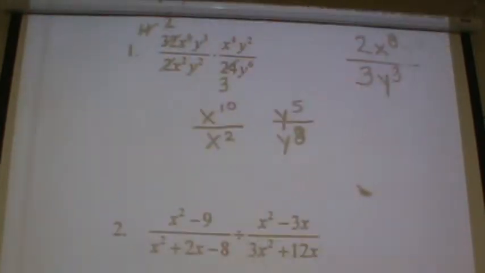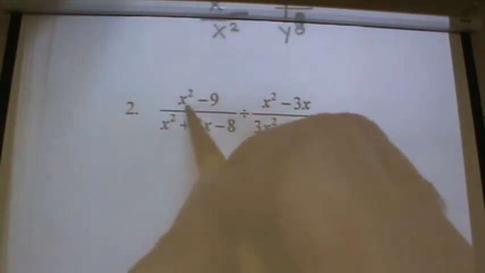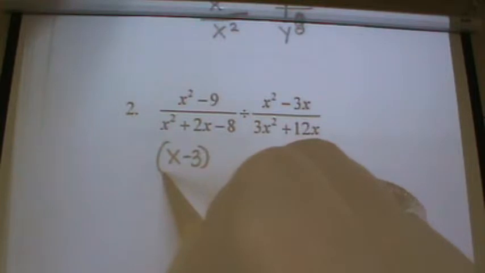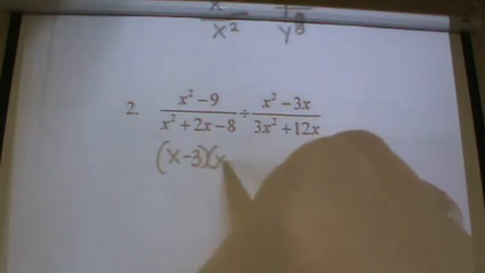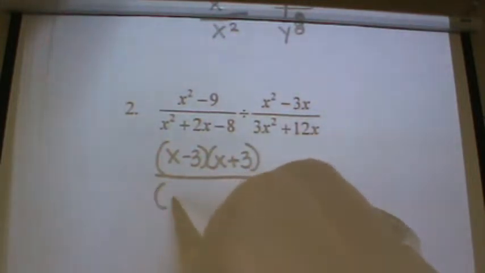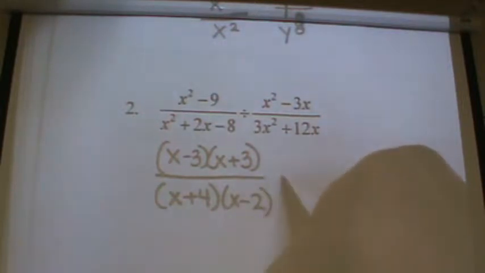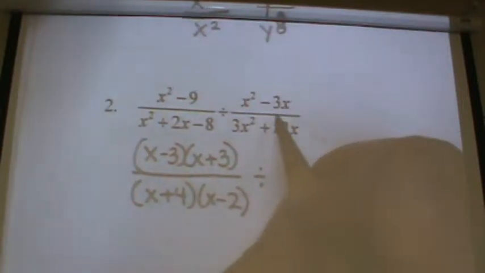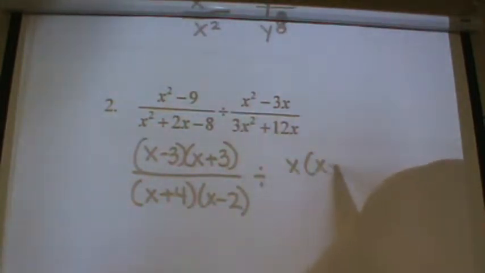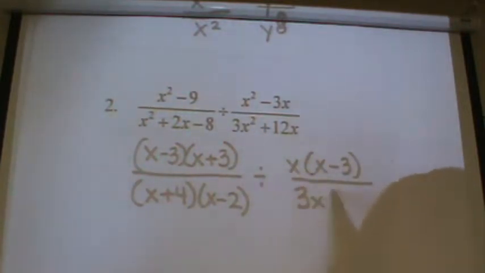Next one, number 2. You're going to factor. X squared minus 9 is what? How do you factor this? X plus 3. That's just 1. What else? What's on the bottom here? Keep it division for a second. What am I gonna take out of here? X. How about the bottom? 3x.